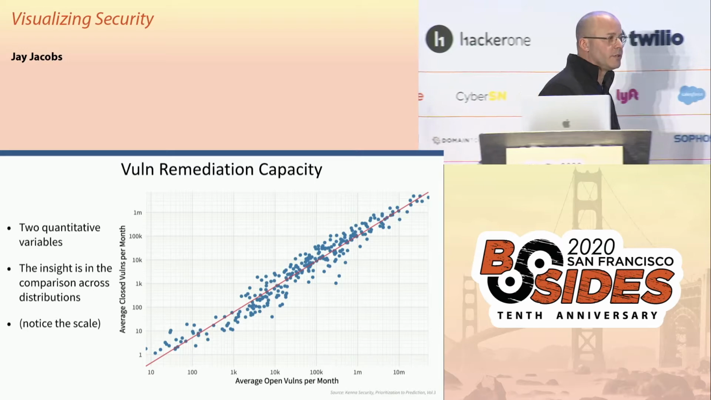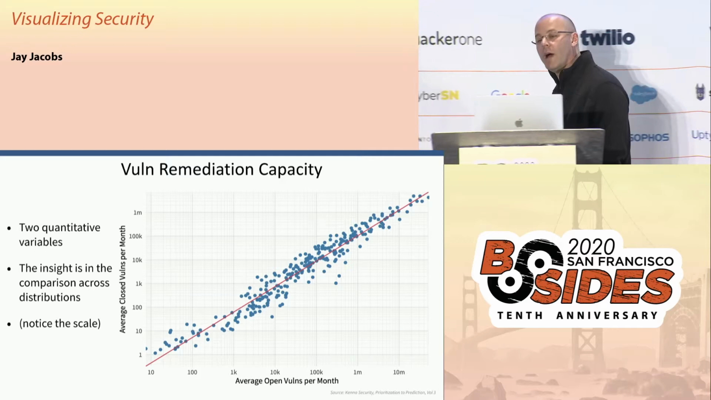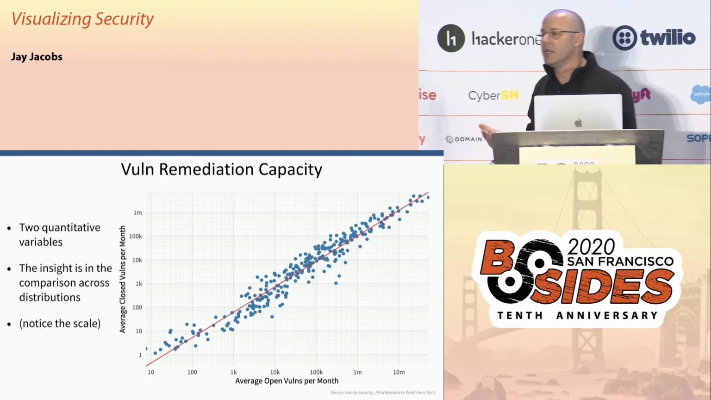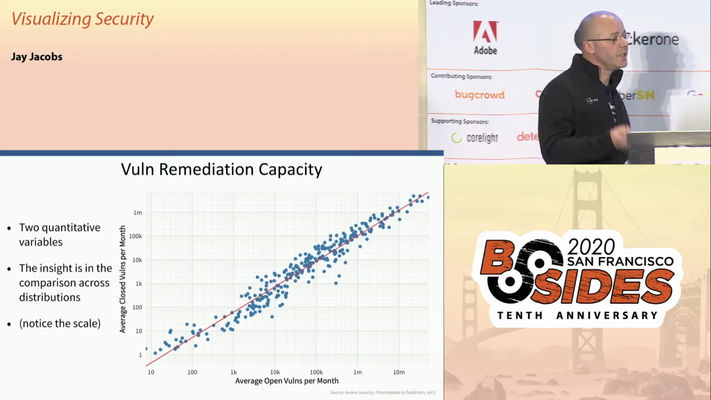So when you get people who say, why don't companies just patch everything? Why don't they just fix everything? Look at this, this is over 300 companies. And when you get up into that upper right, you are talking well over a million, 10 million vulnerabilities that some of these vulnerability scanners are finding. This is a really, really tough problem.